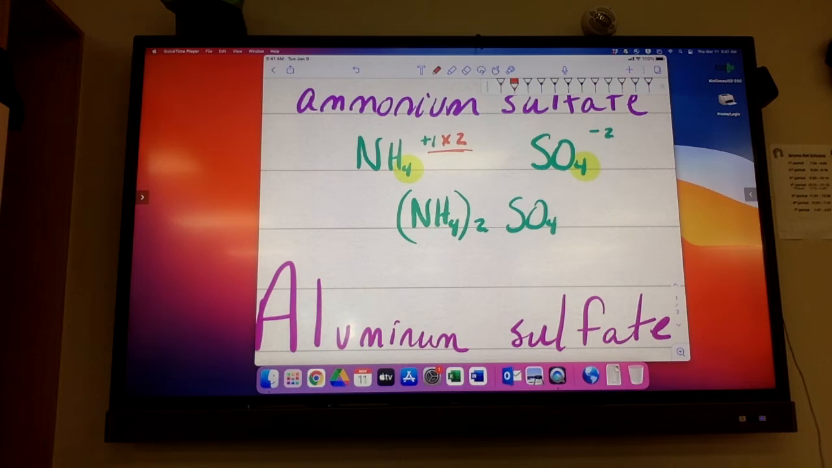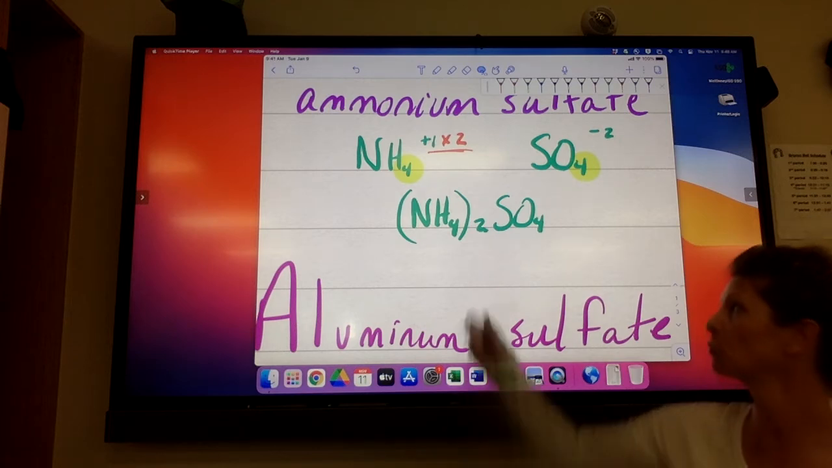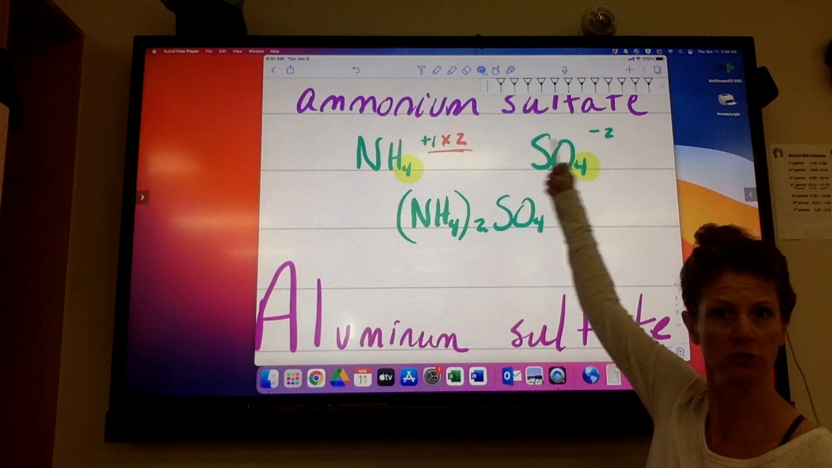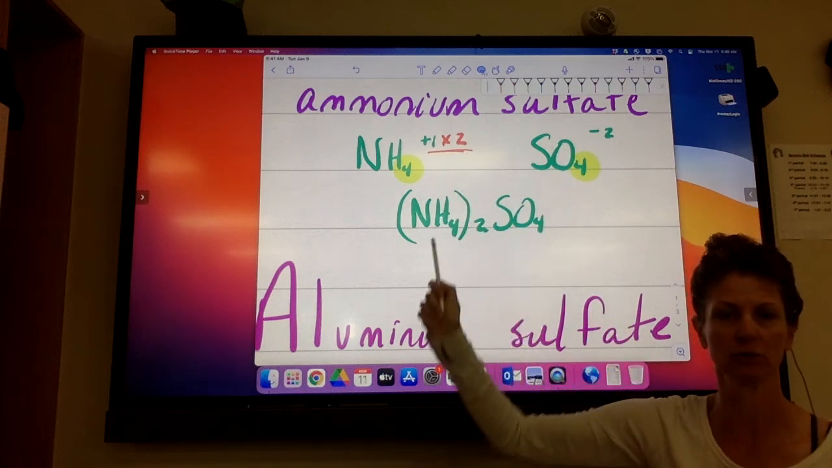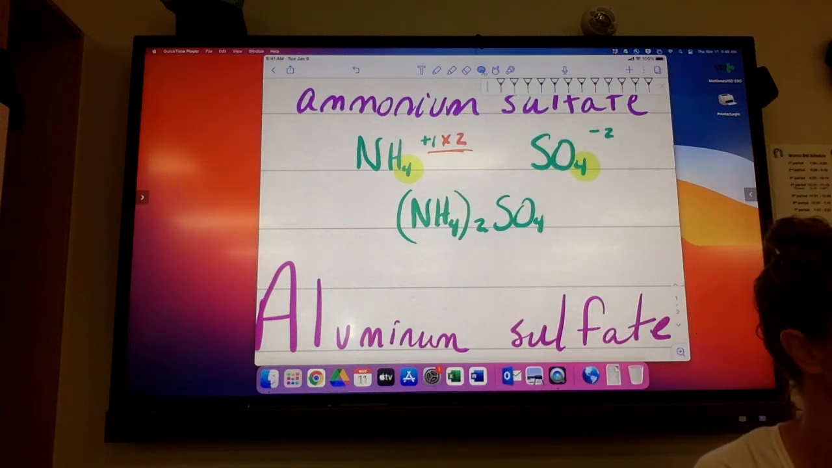See how I've got a little space between there? Try not to put spaces between. Try to get them all nice and written right next to each other. And don't forget, no charges are written in your final answer. This is your rough draft stuff. That's where all your charges are taken care of. In your final answer, no charges.